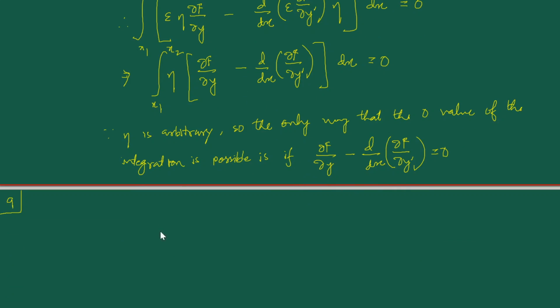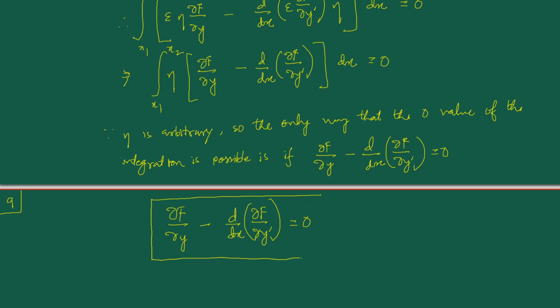And this condition, del f del y minus d dx of del f del y dash equal to 0, is the famous Euler-Lagrange condition, or the Euler-Lagrange equation, which we will use time and again all through our applications of calculus of variations in advanced mechanics of solids. Okay, so this is just the case 1.